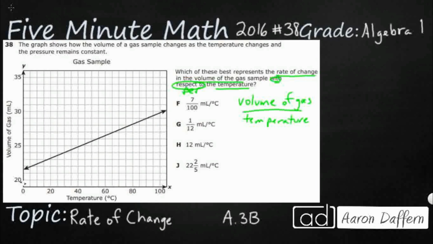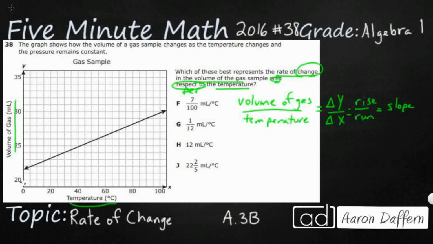And so when we're looking at the volume of gas, right, that's your y-axis right there. And then my temperature, that's my x-axis. And we're looking for the rate of change. So we're looking for the change in y. That triangle is actually a Greek letter delta, which means change. So the change in y over the change in x. Hopefully that sounds familiar. Sometimes we'll call it rise over run, which means, yeah, we're looking for slope. We're looking for the slope of this particular line.